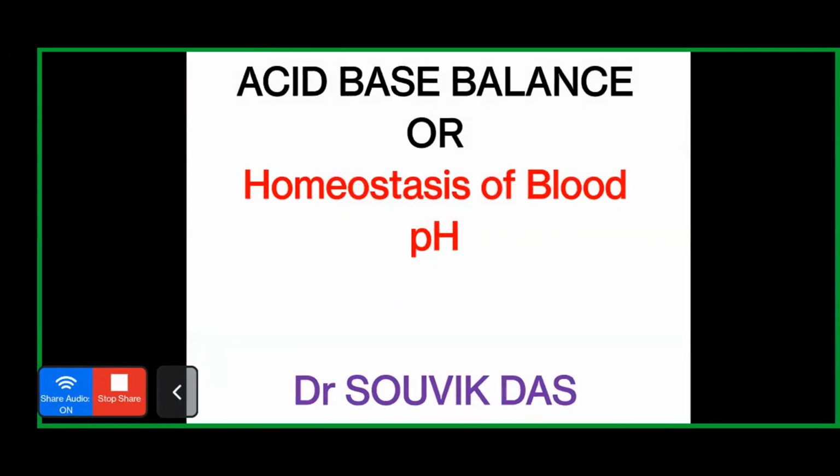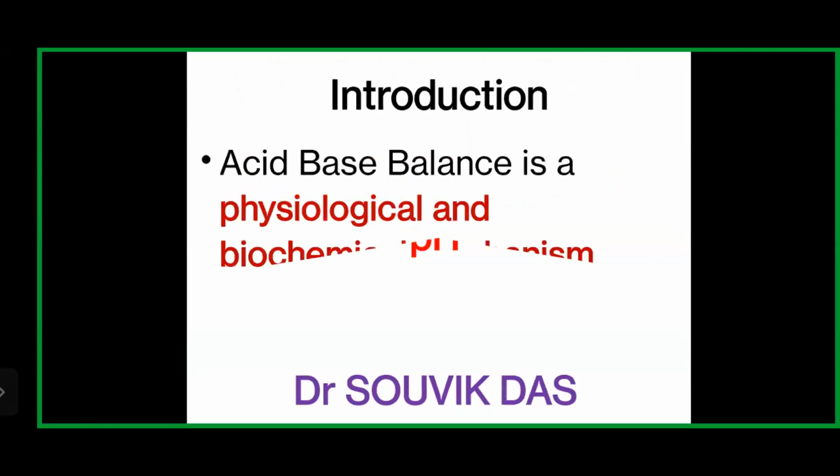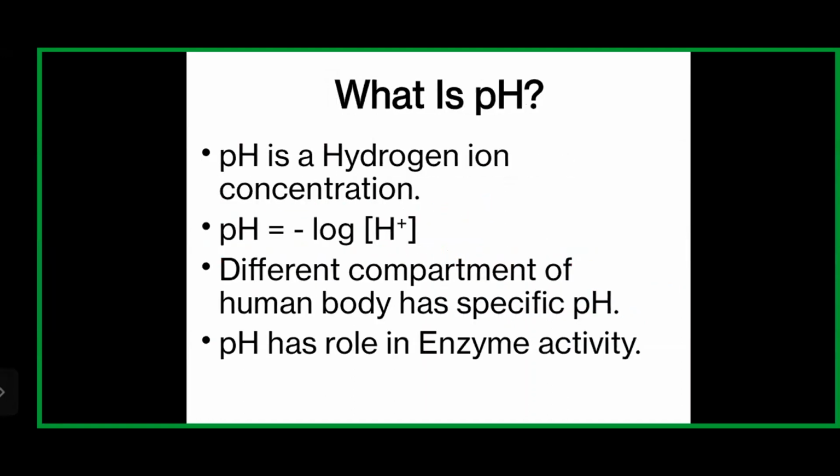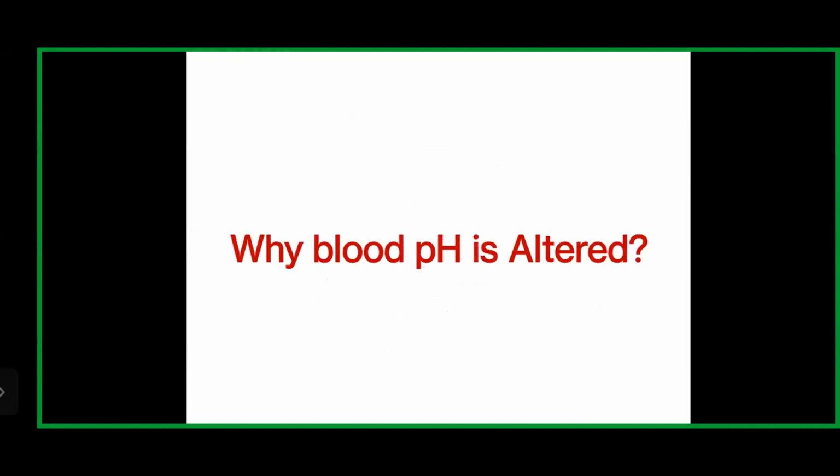Good morning, everyone. Today, I'm going to present on the topic acid-base balance or homeostasis of blood pH. Now, acid-base balance is a physiological and a biochemical mechanism associated to body or blood pH. Now, what is pH? Now, pH is a hydrogen ion concentration. That is, it is the minus log of hydrogen concentration. Now, different compartment of human body has specific pH. pH has a role in enzyme activities. Now, why blood pH is altered?